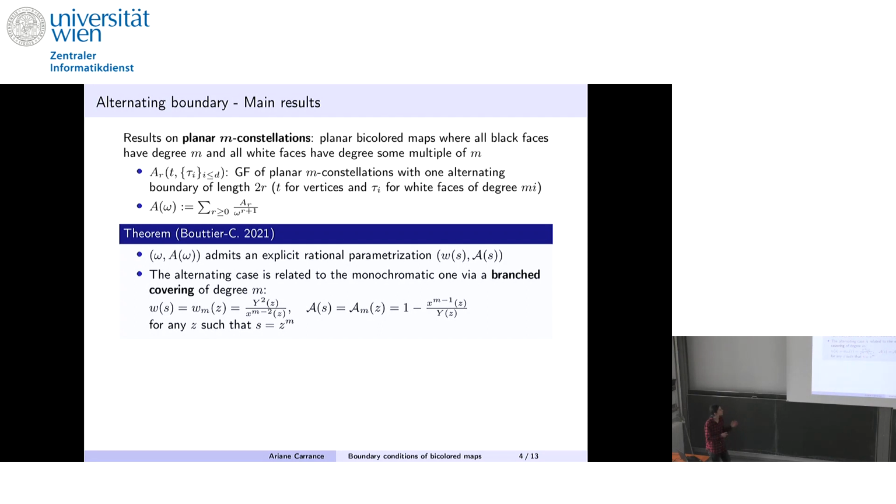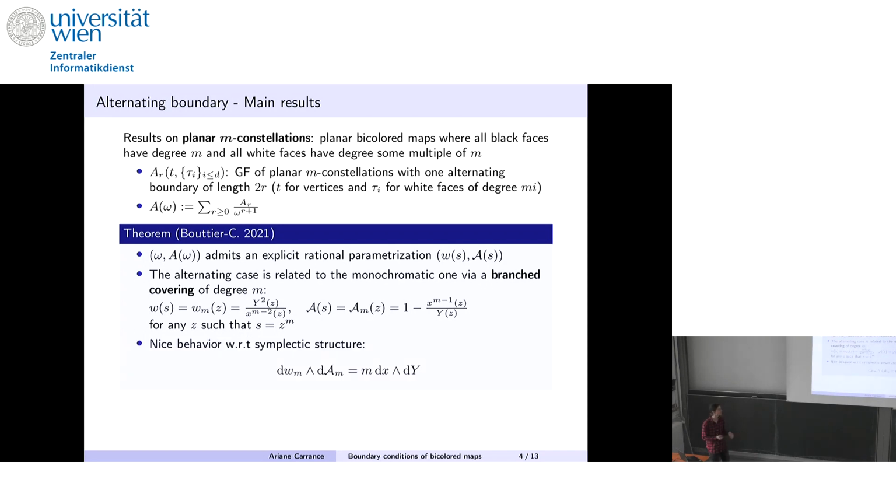So you see that I didn't use the same variable for the parameterization for the alternating and the monochromatic case, because the natural variable for the alternating case is here S, that's Z to the M, where Z is the variable for the monochromatic case. So in a slightly fancy way, you can say that they're related by a branched covering.